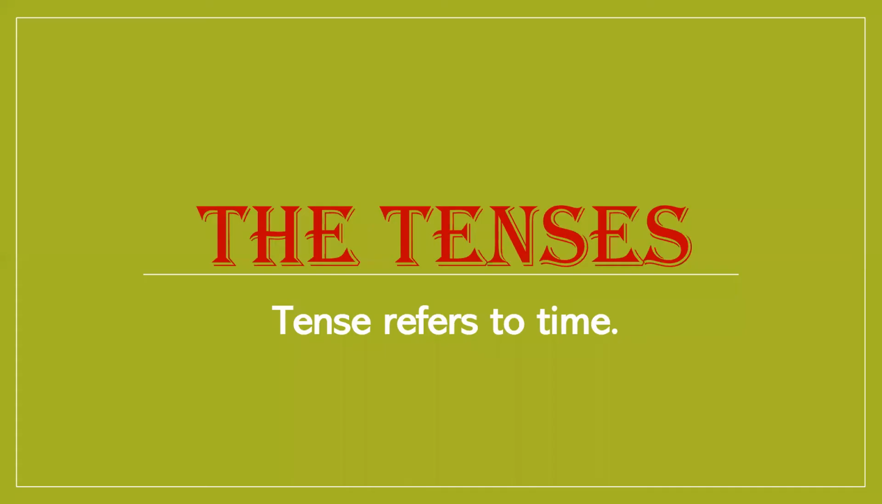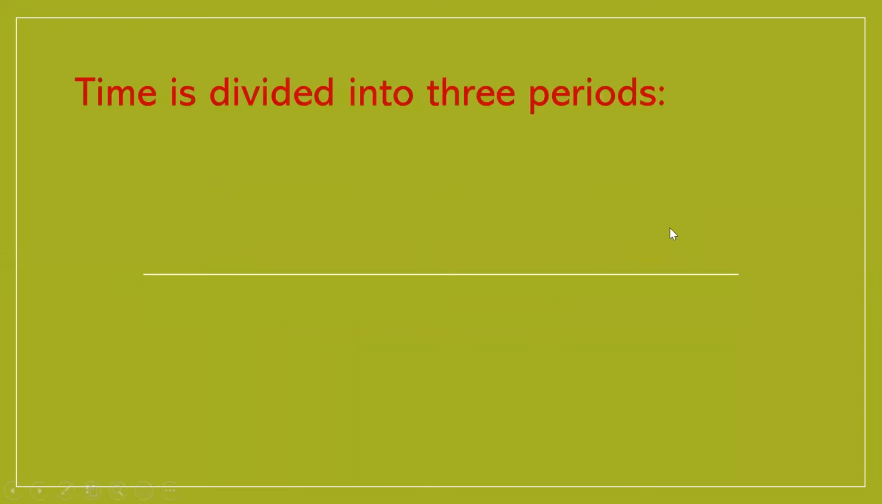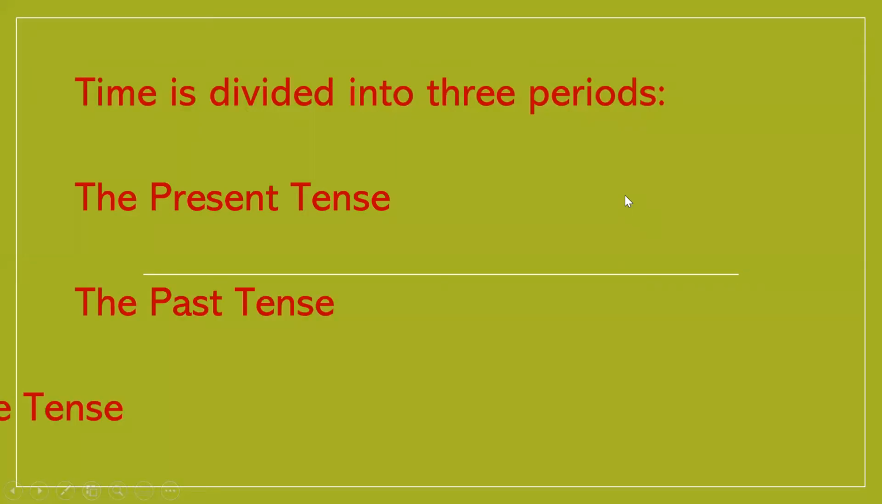So I told you that tense refers to time. Time is divided into 3 periods. What are the 3 periods into which time is divided? Who will answer? Yes, Alankrita, answer. Ma'am, present, past, and future. Present tense, past tense, and future tense. Okay.